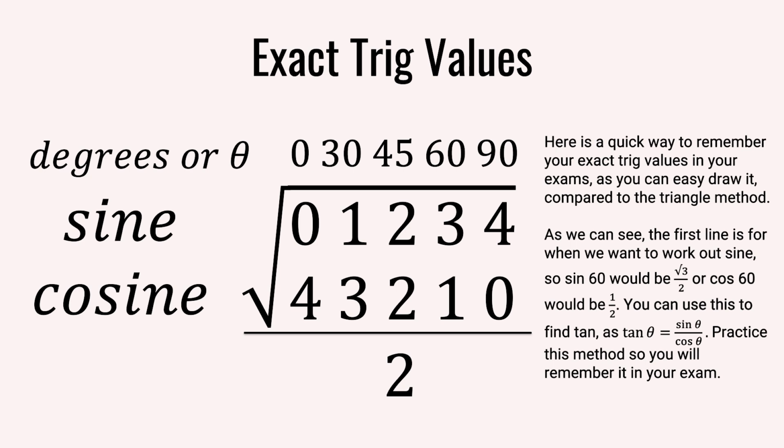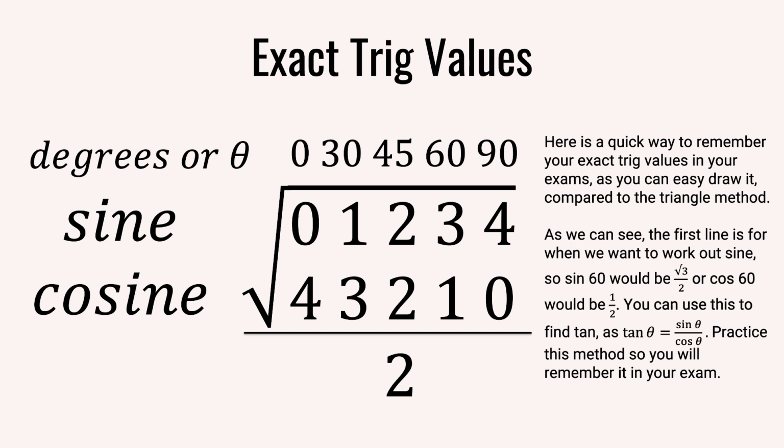And you can also use this method to find tan, because tan equals sin divided by cos. So say if I wanted to work out tan 60, I'd do root 3 over 2 divided by a half. And then I flip it over and you'd have 2 root 3 divided by 2, which just simplifies down to root 3. So tan 60 would be root 3. One thing you must remember though, tan 90 does not exist. You'll never get an answer for tan 90.